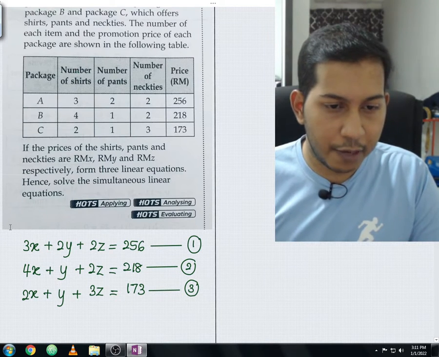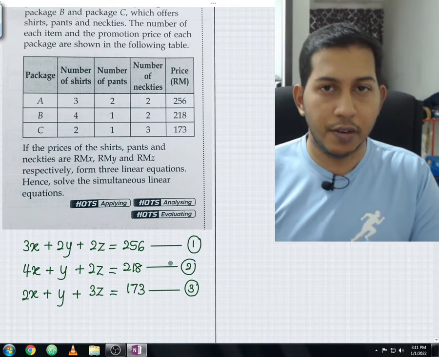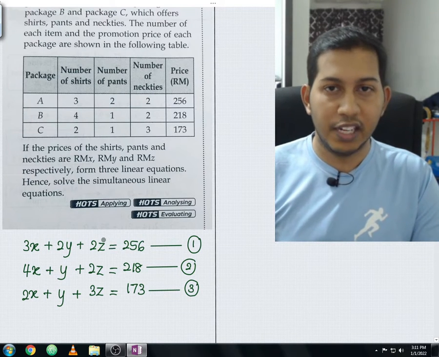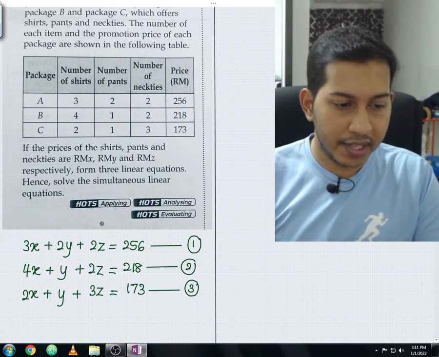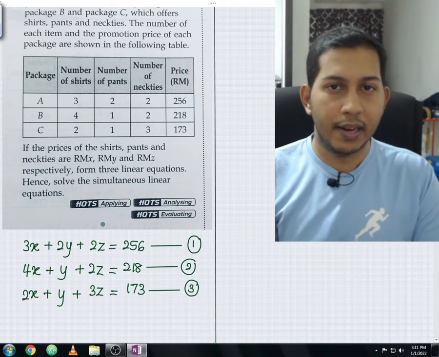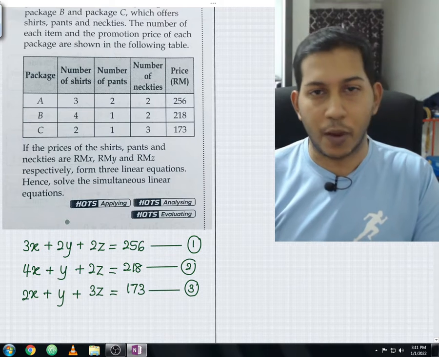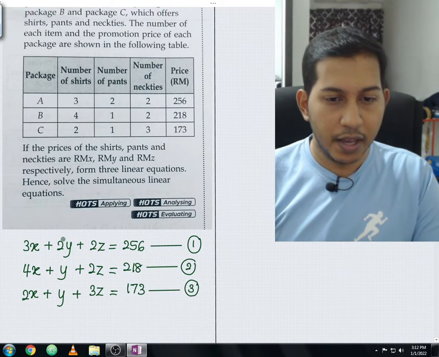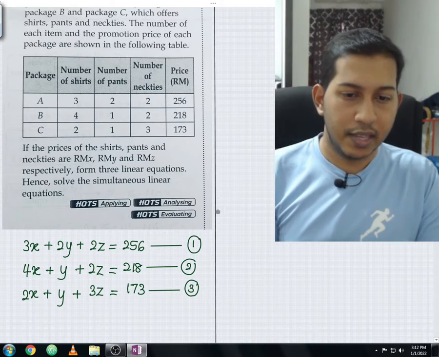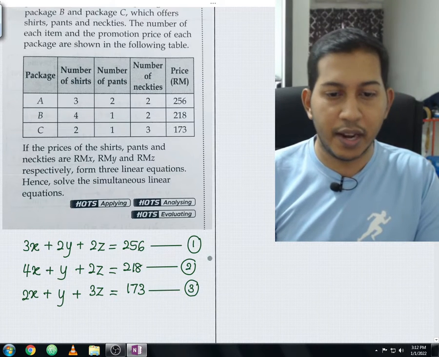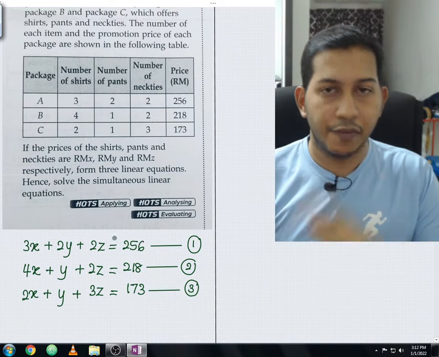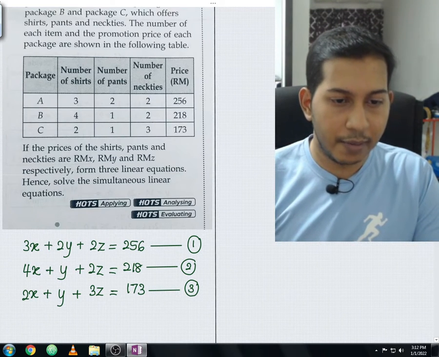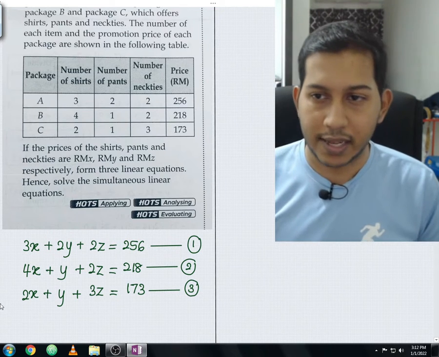Once you get the equations, the next step is to reduce from 3 variables into 2 variables. Which variable you want to choose is up to you. In this case I'm going to choose the variable z to be eliminated first, so you are only left with x and y. In order to have x and y, you need to perform 2 operations. It can be anything: the operations between equation 1 and equation 2, or equation 1 and equation 3, or equation 2 and equation 3. It can be in any combination. So the next step is to reduce from 3 variables into 2 variables.